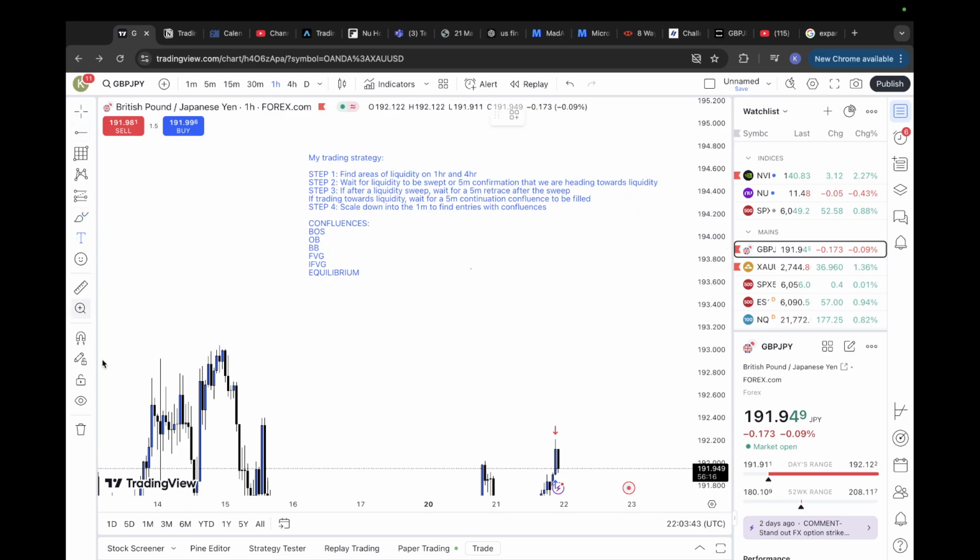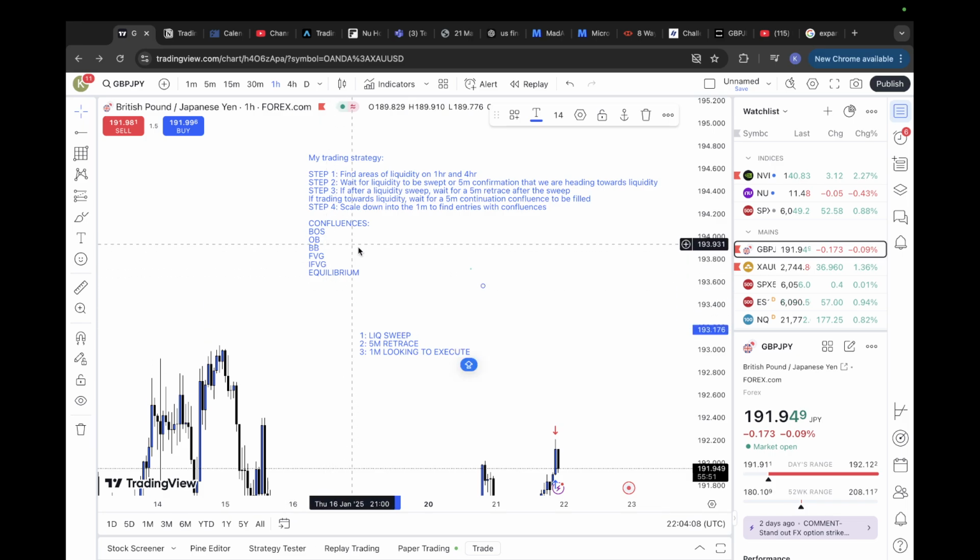we get a liquidity sweep, and then we also get a 5-minute retrace. I've ticked those two boxes. Then step 3 is in the 1 minute looking to execute, and that is for both trading towards liquidity or trading off liquidity sweeps.